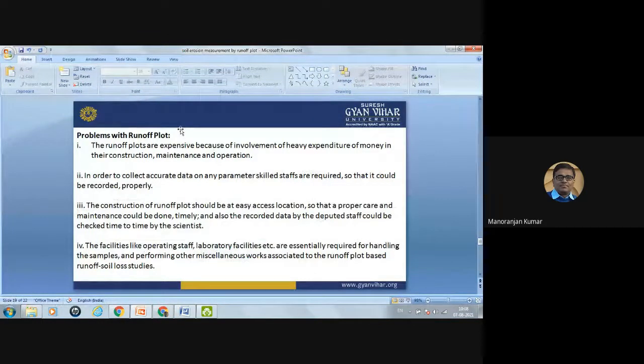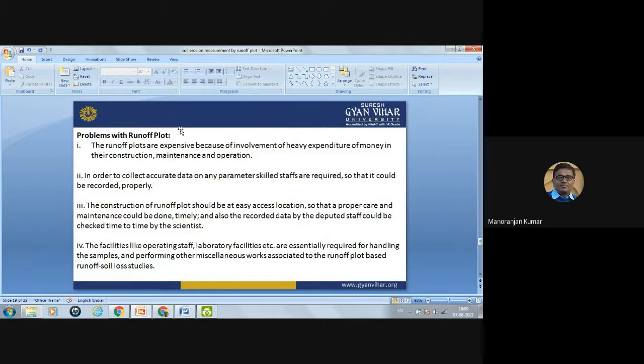In order to collect accurate data on any parameter, skilled staff are required so that it could be recorded properly. So for well functioning of this runoff plot, or to collect accurate data, we have to appoint skilled staff. Third problem is the construction of the runoff plot should be at an easily accessible location so that proper care and maintenance could be done on time, and also the data recorded by the deputed staff could be checked from time to time by the scientist.